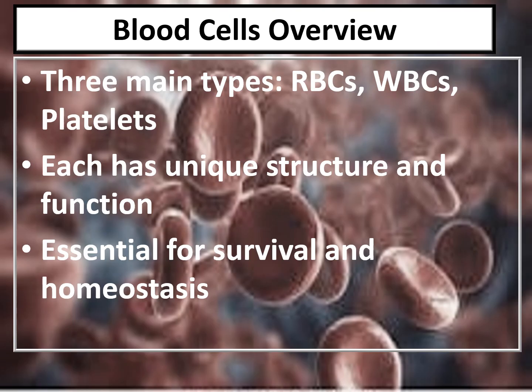An overview of the blood cells. There are majorly three main types of blood cells present. They are red blood cells, white blood cells, and platelets. Each has unique structure and function. These are very much essential for the survival and maintaining the homeostasis condition in the body.